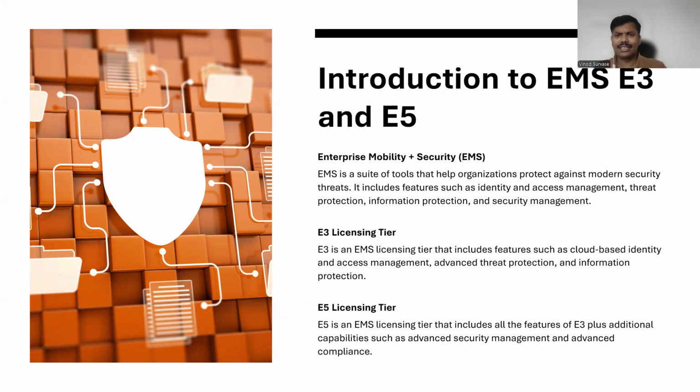And we can see that E3 and E5, both are the cloud-based identity access management solutions, as well as advanced threat protection and information protection. And E5 covers all those E3 plus E5 plans, right? And on the basis of that, we can also use those capabilities, including advanced security management and advanced compliance, right? And this way we can use and leverage all those capabilities together.